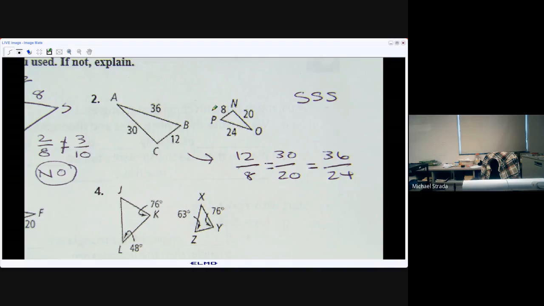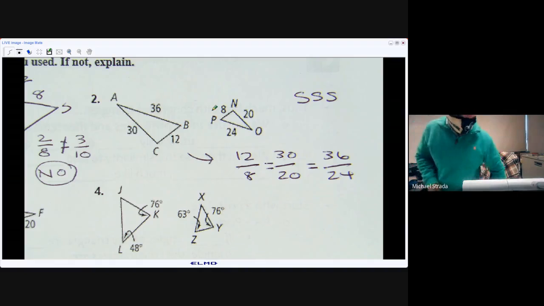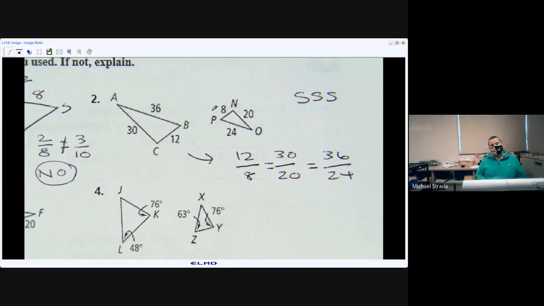So these can be in any order, or you can flip it. Flip it, it's fine too. But that justifies it. Or like we said, we can reduce. They all reduce down to 3/2.